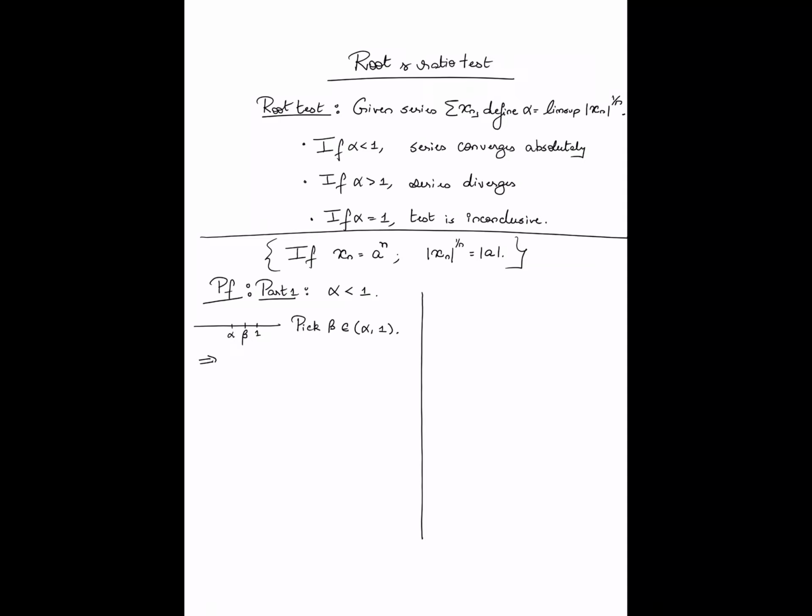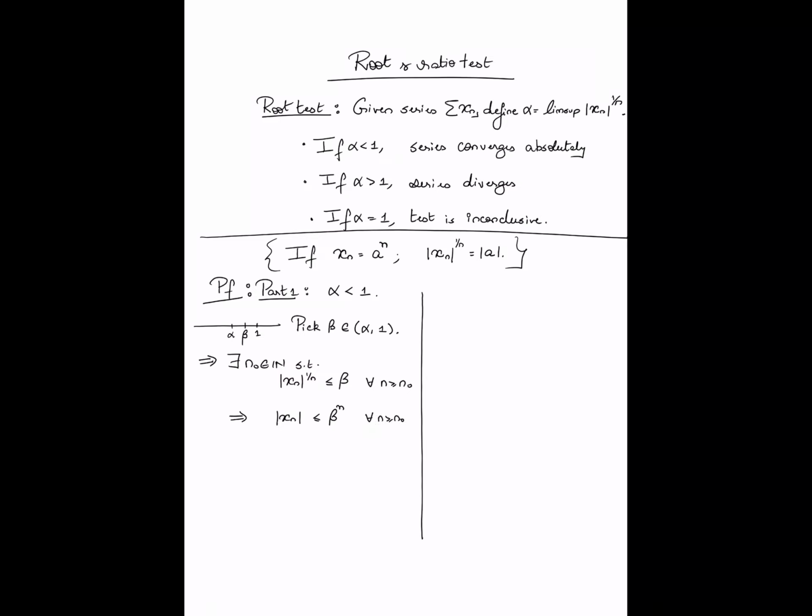So the fact that beta is more than alpha implies that there exists, let's say, some n naught in the naturals such that mod xn raised to 1 by n is in fact less than or equal to beta for all n greater than or equal to n naught, right? What that implies is that the absolute value of xn is in fact less than or equal to beta raised to n for all n greater than or equal to n naught.